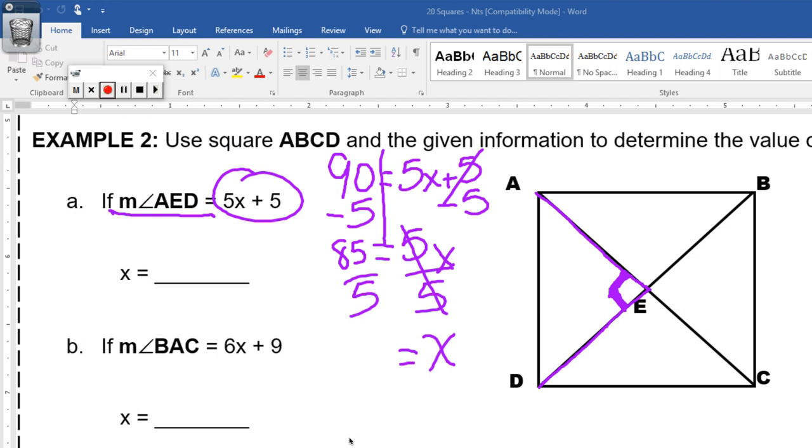Oh, where is it? I guess I can find it. So we'll do 85 divided by 5. Okay, so x equals 17.